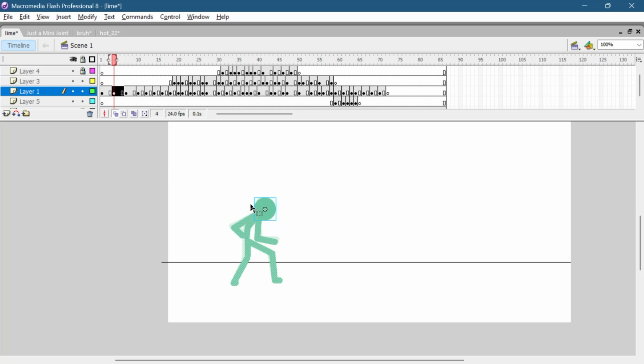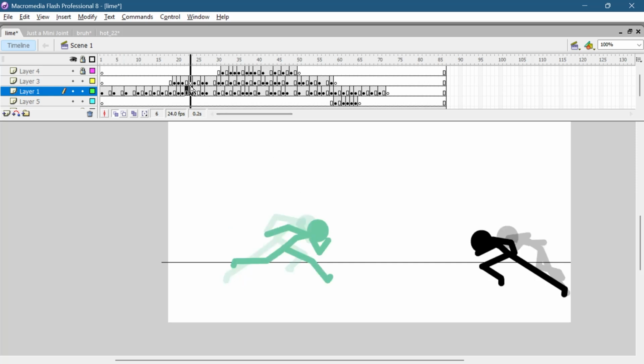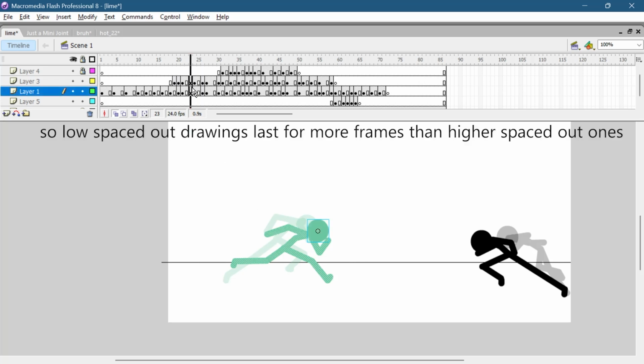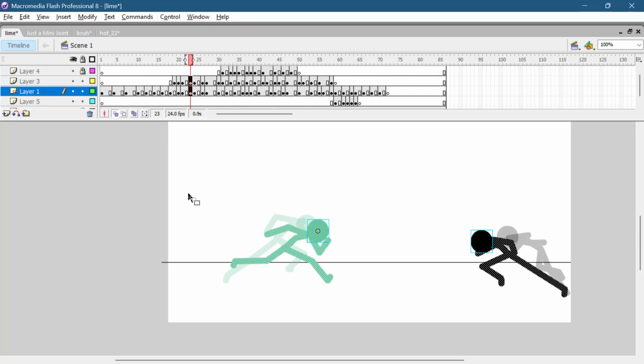You can combine a low amount of difference with a long time playing the frames, or a high amount of difference with a short time. Like here, the progression is really high, and I only play this frame for one single frame, and that makes it appear really fast. I hope that you could understand it a bit.